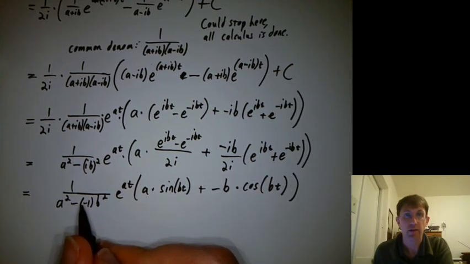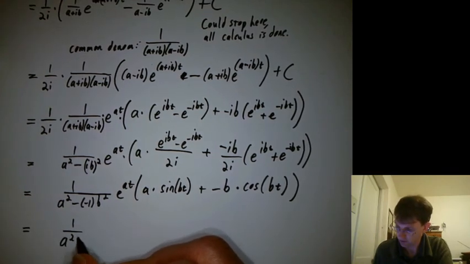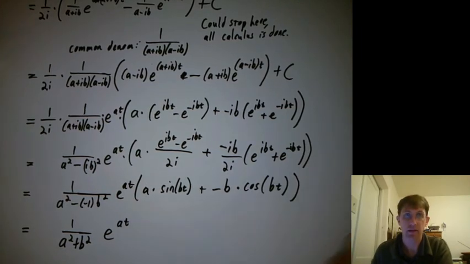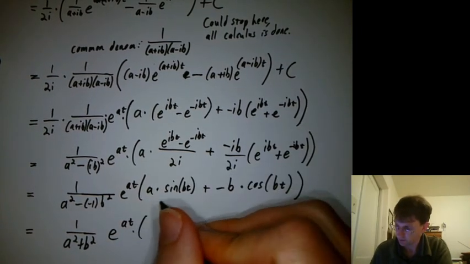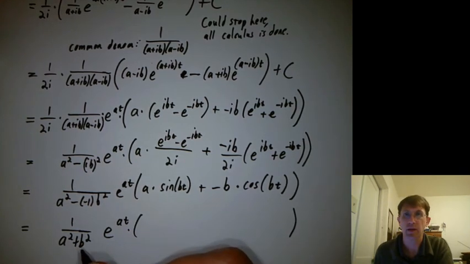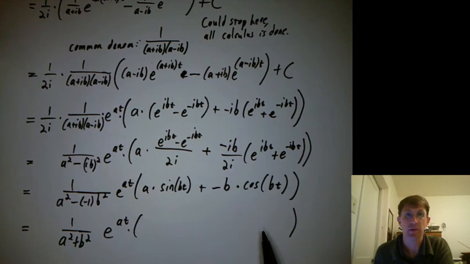And over here I can simplify the minus 1 times b squared to just get 1 over a squared plus b squared e to the at times this whole thing again. No simplifying there, which that has a Pythagorean theorem kind of feel to it, doesn't it? Isn't that interesting? So at this point, all the i's are gone. We're just back in terms of real numbers.